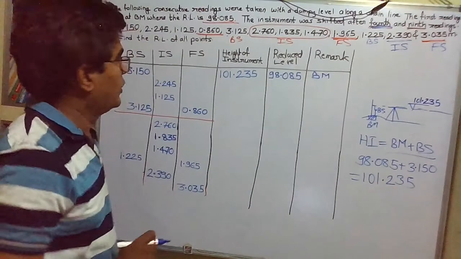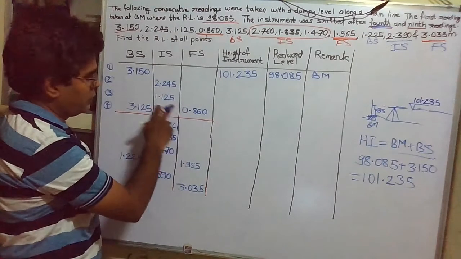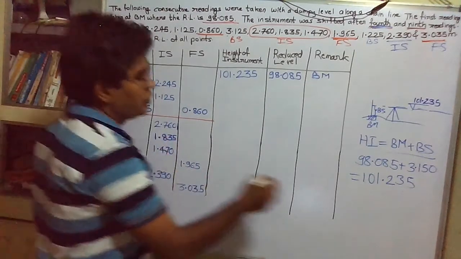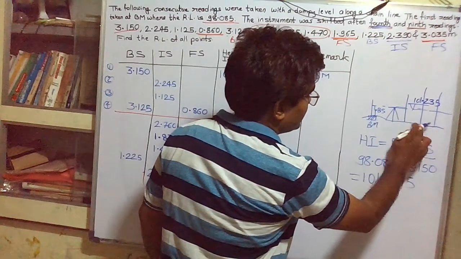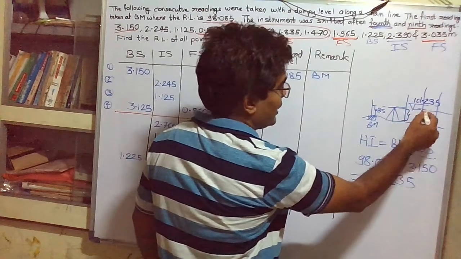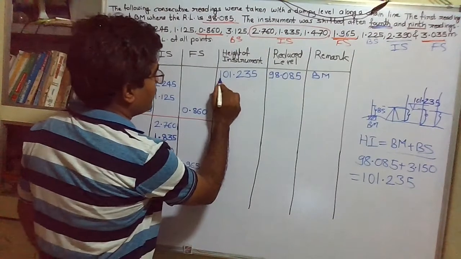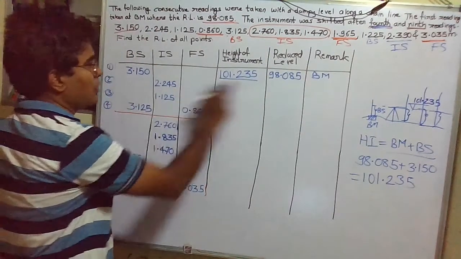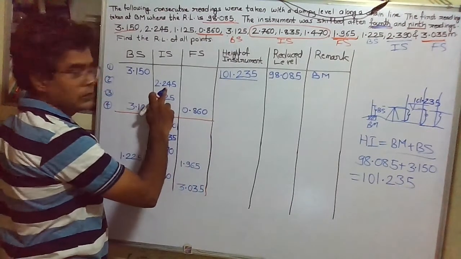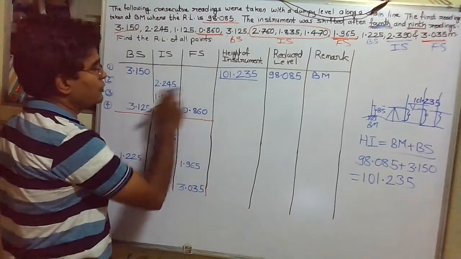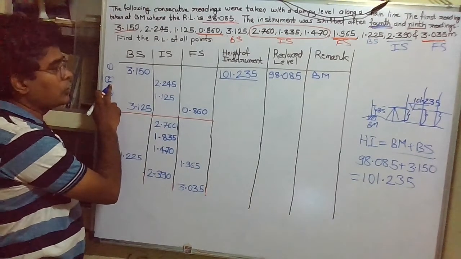Now we have to find the RL of each point where we have taken the staff reading. So these are the different staff readings here. How can we determine the RL of these points? Just by subtracting that staff reading from the HI. So here we got the HI, and now to determine the RL of these points, what we have to do? We have to subtract these staff reading entries from the height of instrument. Now to get the RL of the second point, what do we have to do?